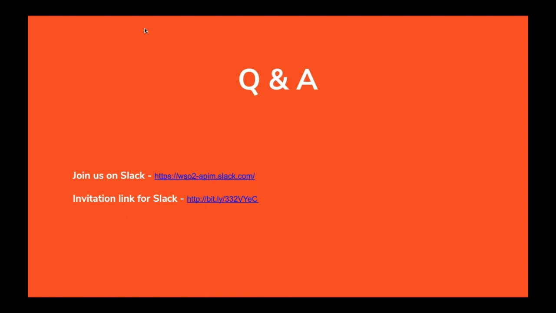Another question is how to change the HPA values, the horizontal pod auto scaling values. In the demo, Dinush mentioned how you can deploy controller configs. If you check out the controller configs, you can change those values from there. Another question is how to change the default security policy. You can change that in the controller configs as well. Otherwise, you can define your own security policy and apply that to your OpenAPI definition or the Swagger definition.